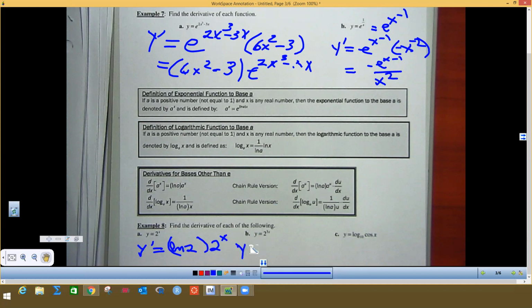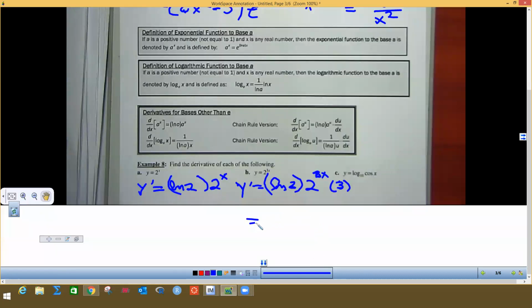Coming over here, we got y prime is going to equal the natural log of the base, which that base is 2. And then it's going to be times the same exact thing, which I think that is 2 to the 3x. And then you got to do the derivative of 3x, which is 3. And then when you simplify this, we would normally stick the 3 in front of the natural log of 2 times 2 to the 3x.